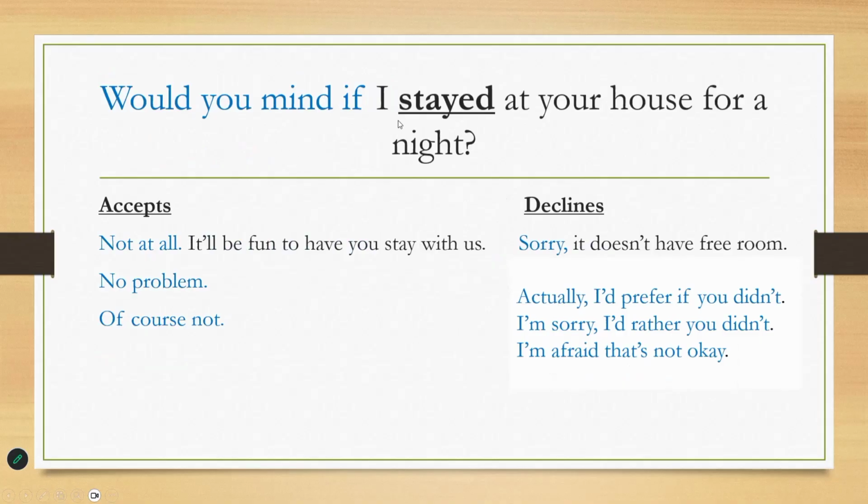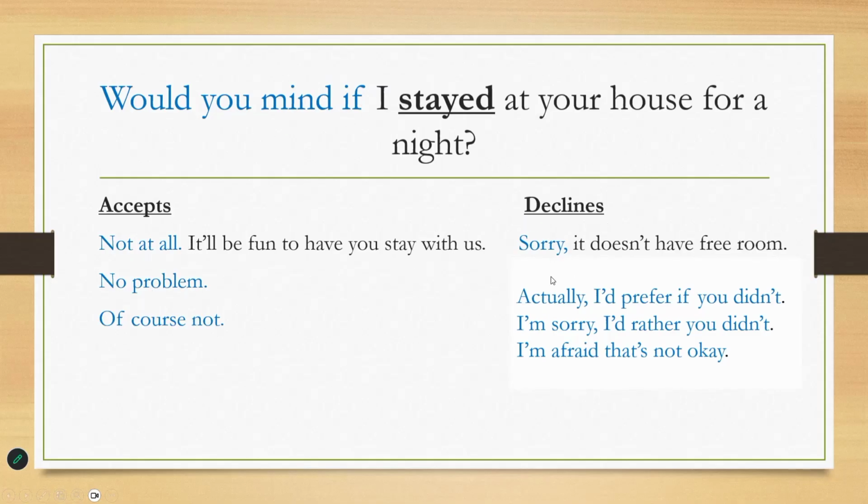Next, would you mind if I stayed at your house for a night? In this one, "would you mind if" uses the past tense, though what I request is right now, in the present, but the grammar form is past tense, stayed with ed. If you allow me to stay, you say not at all. I'll be happy to have you stay with me. Alternative ways: oh, no problem. Of course not. No problem. Not at all. Don't say sure with "do you mind if."